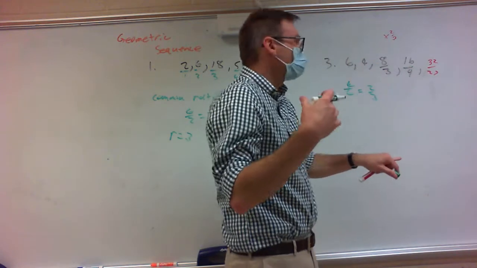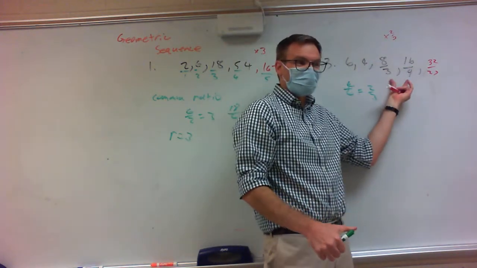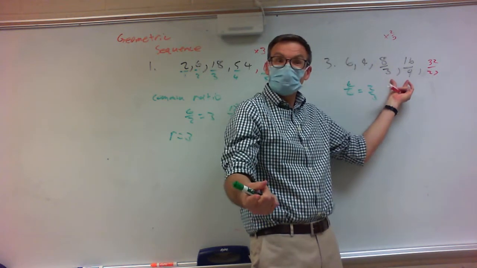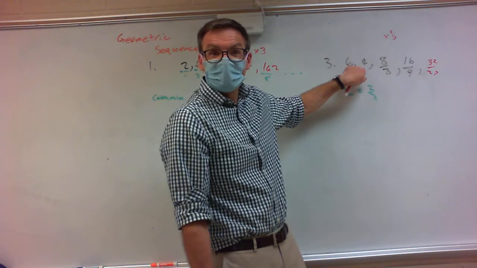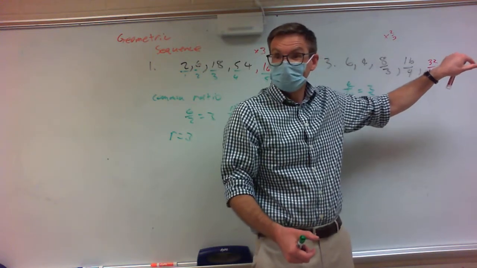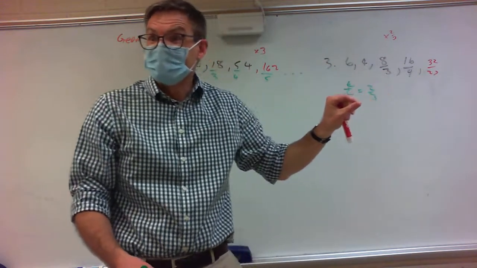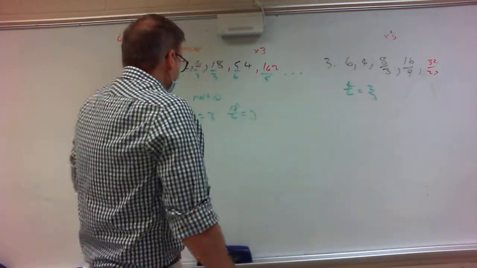And so you don't have to hope that you find two terms where you can find out what you're doing. When you have a geometric sequence, you can pick any two terms and do right over left. And that's going to give you that sort of magic number that you multiply by. And that's a big, big deal, particularly when things get ugly. Right?